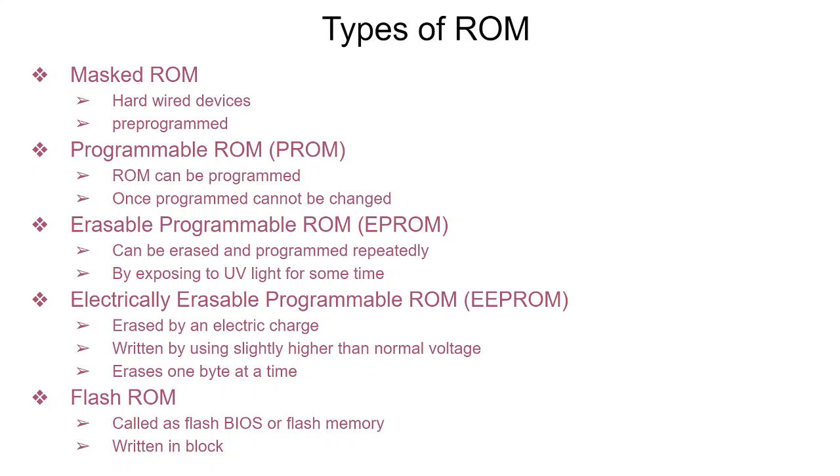Hello students, in today's video let us see types of ROM. So there are 5 types of ROMs that we have. So we'll see them one by one. So first is the masked ROM. So what is the masked ROM?